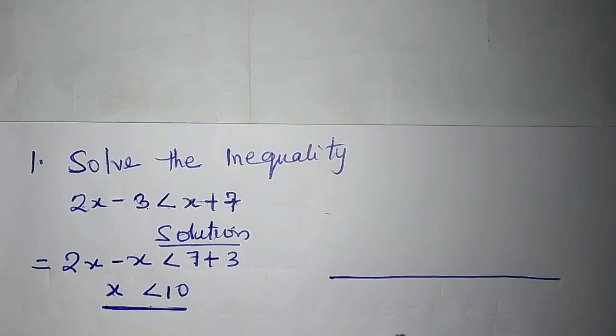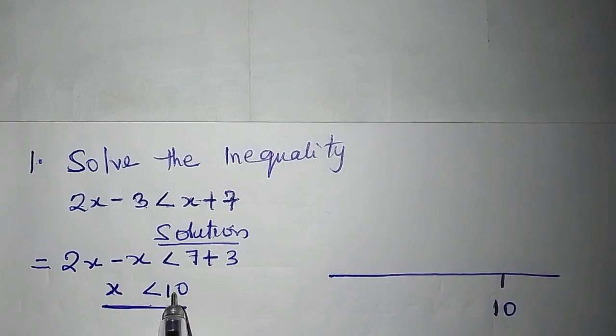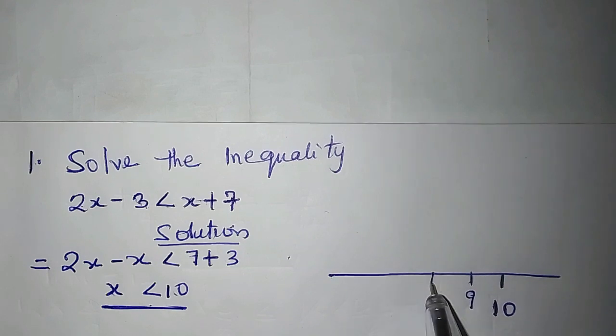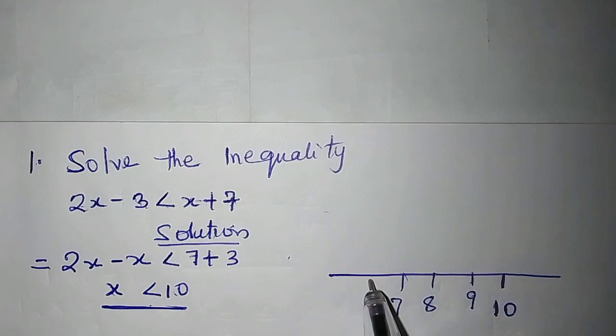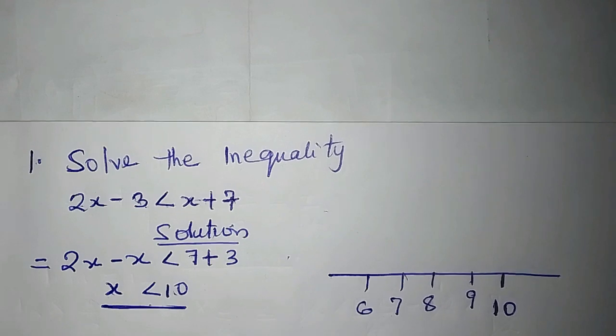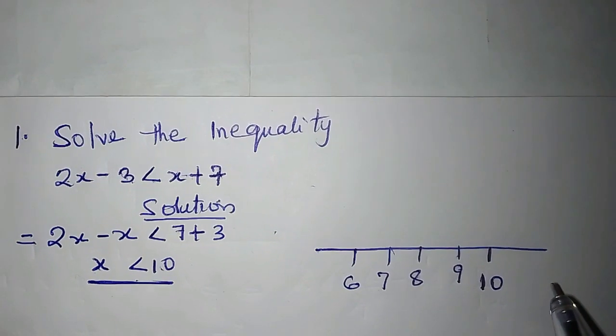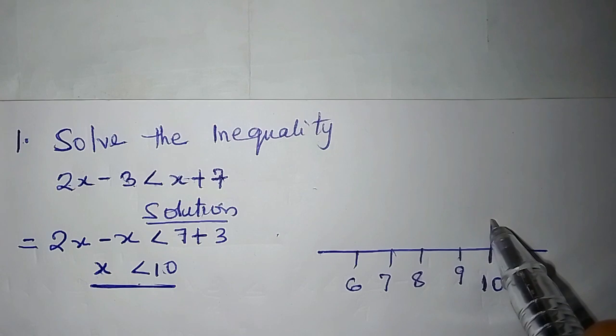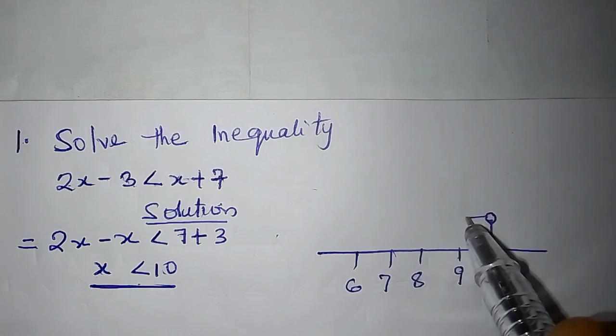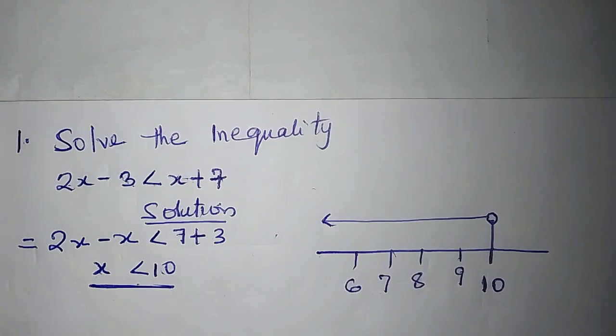This is a number line. I have 10. Let me place 10 here. It says x less than 10. Numbers less than 10 are to the left. We have 9, we have 8, 7, 6, and all of that. So numbers less than 10 are to the left. To graph it, I will just raise a line above and draw my arrow to the left. So this is the representation of x less than 10.